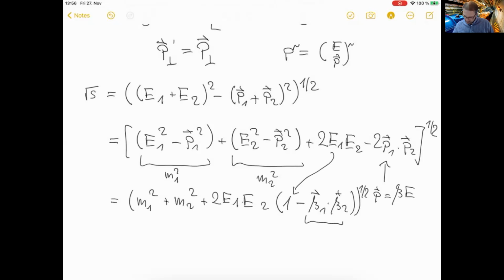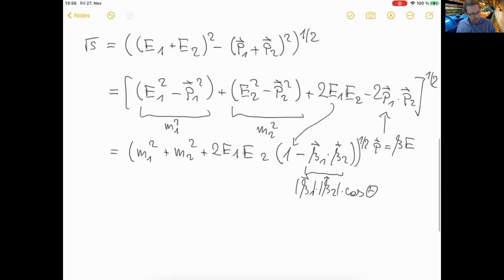And that's just beta 1 times beta 2, scalar multiplication, times the cosine of the relative angle. No secrets here, I suppose. We specify this to the collision of a particle P1 that's moving. We are now in the rest frame of a fixed target experiment where there is a particle P2 at rest. That means P2 equals M2, and then here 3 zeros.